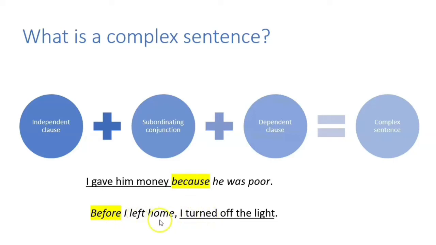So, before I left home, I turned off the light. This is a complex sentence that contains a dependent clause and an independent clause. Before I left home هي dependent clause بتبلش ب dependent marker و I turned off the light هي independent clause. So عندي independent clause و dependent clause مجموعين ب dependent marker.